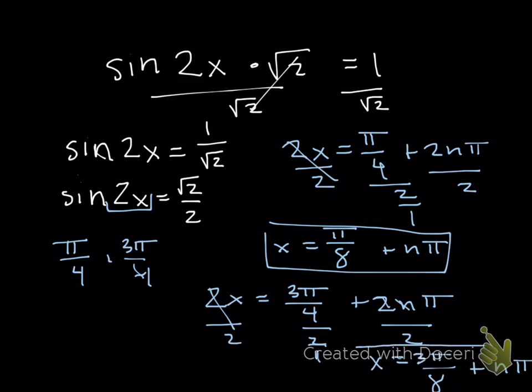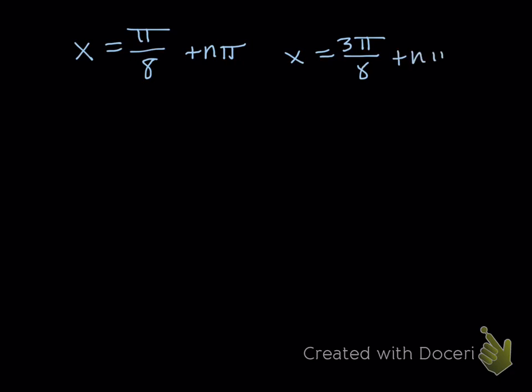So here are our two equations that I need to use. If I need to find all my answers along the interval of 0 to 2 pi, this is where we're going to plug in values for n. So I'm going to switch screens again. So that x equals pi over 8 plus n pi, and x equals 3 pi over 8 plus n pi.